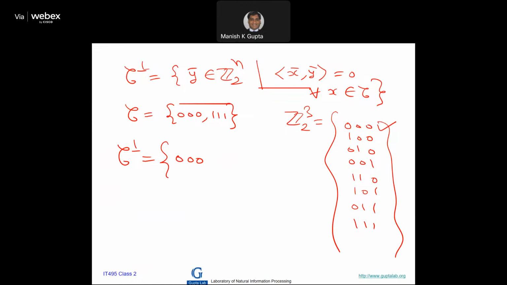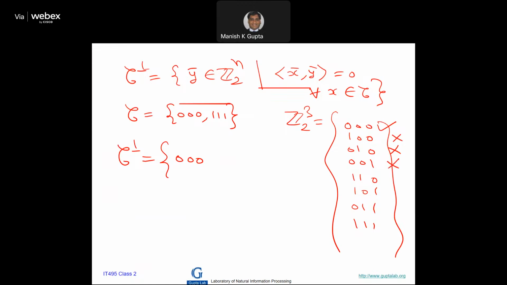What about this second vector 1, 0, 0? Will it belong to C perp? Now 1, 0, 0, the inner product with 0, 0, 0 will be 0, fine. But what about the inner product with 1, 1, 1? It will be 1, which is not equal to 0. So this is not going to work for us, right? Go to the next one. Everything is modulo 2. You need to keep in mind that everything is in modulo 2. Take the next vector 0, 1, 0. Again, this is not going to work. Third vector 0, 0, 1. That is also not going to work.